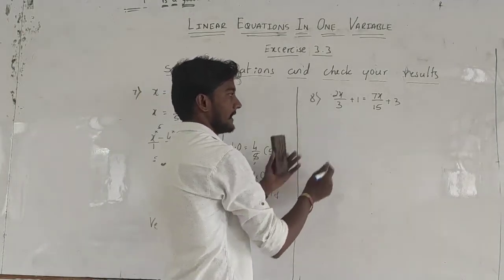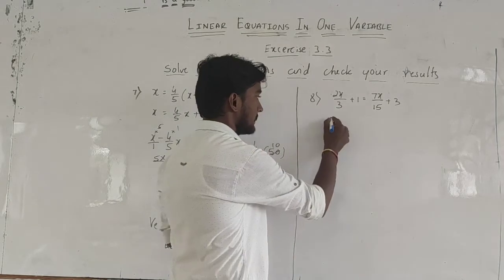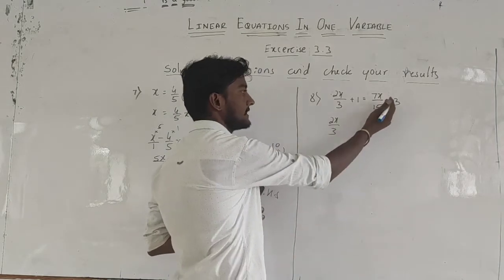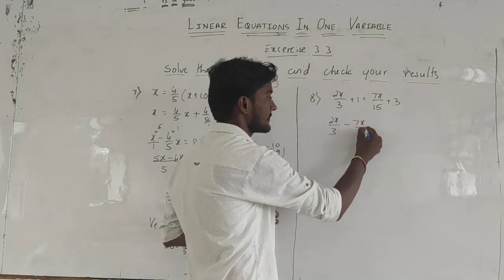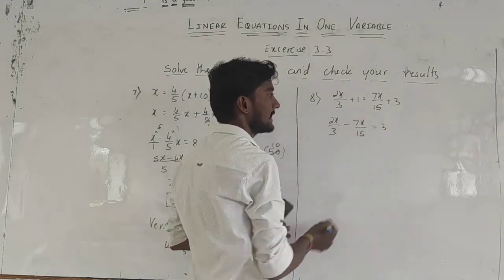Next 8th one. Again make the variables one side. 2x divided by 3, this plus 7x divided by 15, if you take this side, minus 7x divided by 15 is equal to 3 as it is.